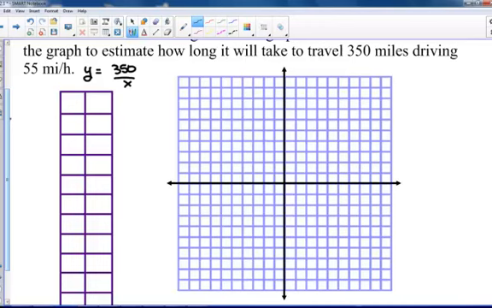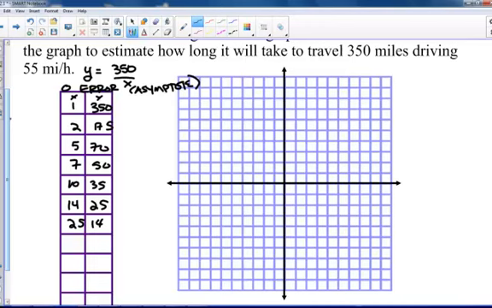So 0 is error. 0 does not exist because that's the asymptote. That's where it will never cross. So 1 would be a good place to start, being 350. Again, this is x and y. 2 is 175. 5 is 70. And we need to get to 55, so 7's 50. I'm just going to put some of the whole numbers here. 10 gives 35. 14 is 25. And these are numbers that multiply to give 350. 25 is 14. 35 is 10. 50 is 7.